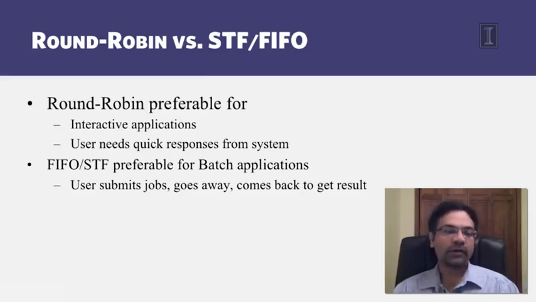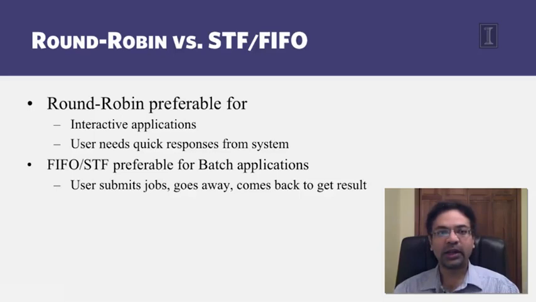Well, round robin is more preferable for interactive applications that periodically need access to the processor so that they can run and process things like the keyboard input, the mouse input, and so on and so forth. Okay, these are applications where the user needs quick responses from the system. On the other hand, FIFO or shortest task first is more preferable for batch applications where the user submits a job, goes away for a while, and then comes back later on to get the result.